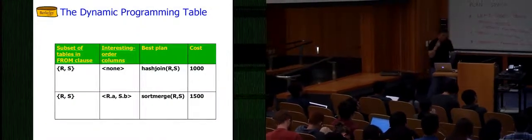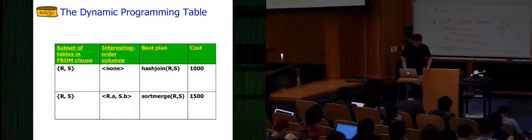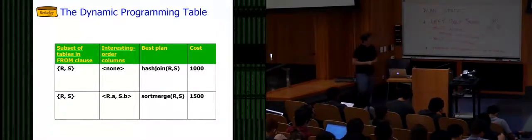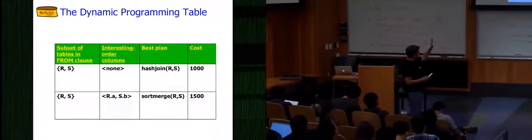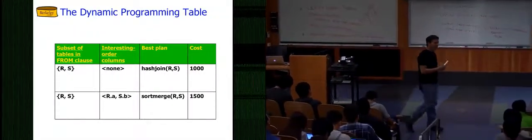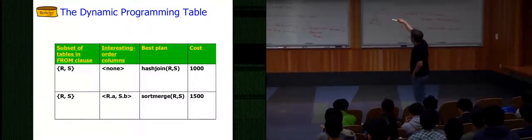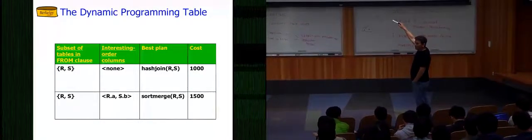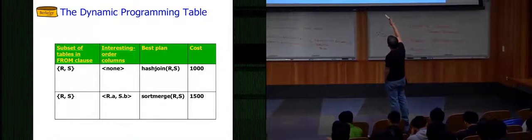We're going to have a dynamic programming table. It's going to look kind of like this. These are the attributes of our dynamic programming table relationally. Okay, so if you can think of this dynamic programming table as a table, this is what it has. It has the subset of tables in the from clause as one of the attributes. So for tables R, S, we're going to have the best plan for no interesting order, so just the best plan overall. So the interesting order column in the first row is none.